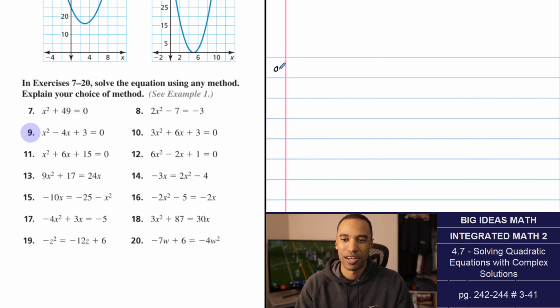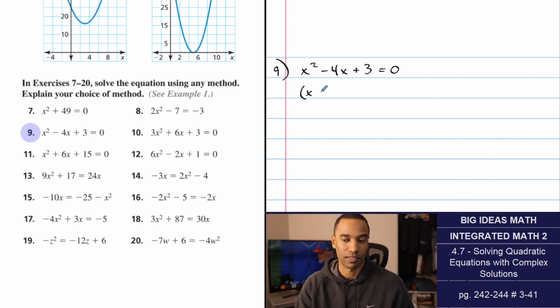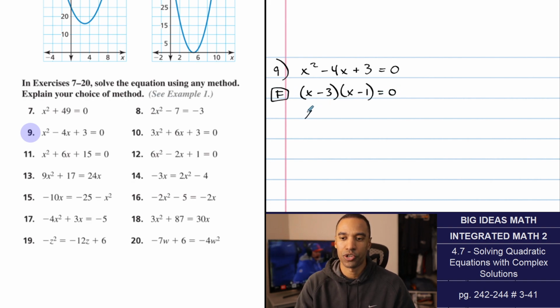Let's go to number 9, where I have x squared minus 4x plus 3 equals 0. Same thing. This is factorable. That not only means there won't be i's in the solution. This is x minus 3 times x minus 1. I'm solving by factoring here. Zero product property would say x equals 3 and x equals 1.